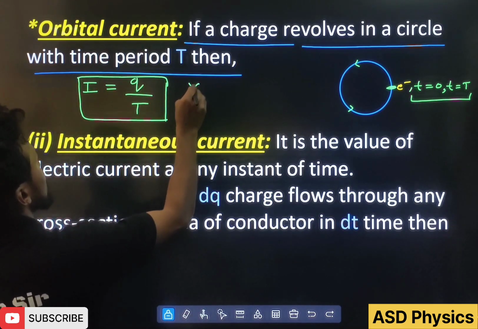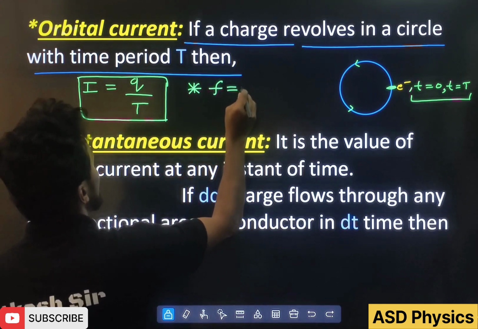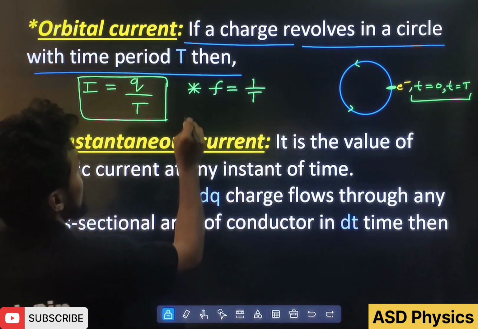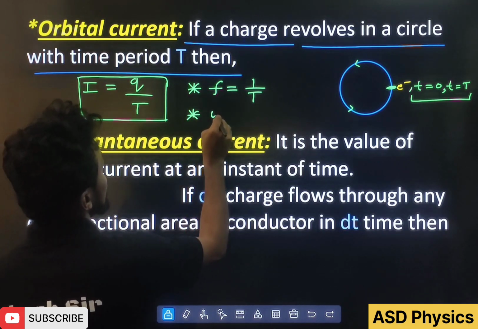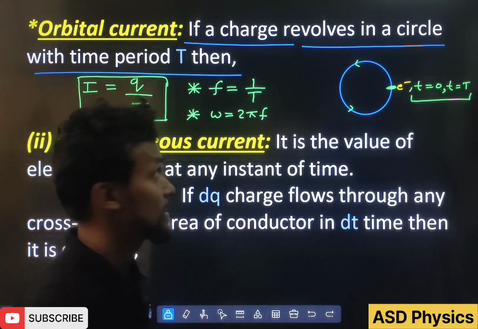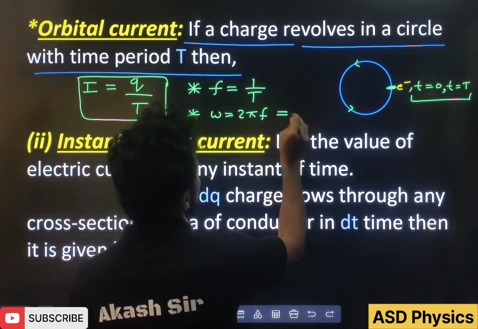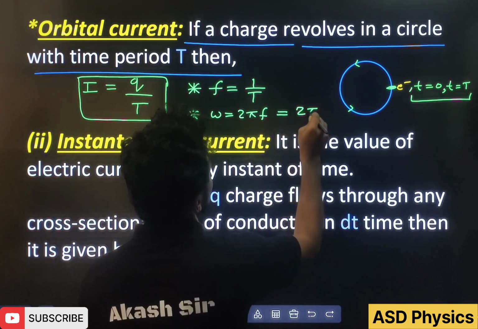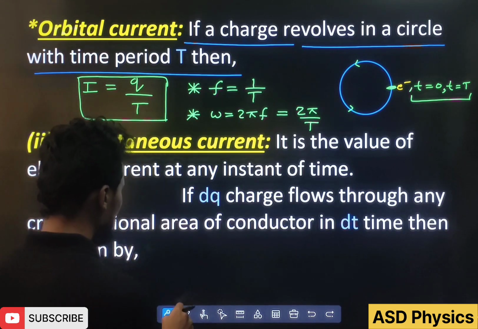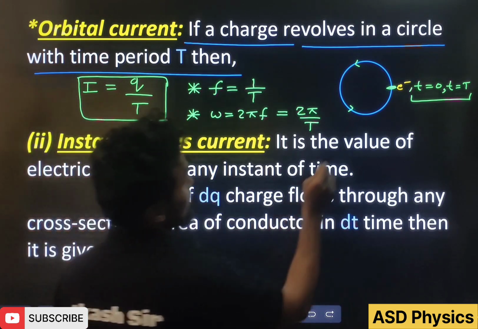After that some other formulas maybe you have to replace sometimes, like f equal to 1 by T. Now this may be useful, or maybe omega equal to 2 pi f may be useful also, depending upon the situation. Or we can use 2 pi by capital T. And one more formula may be useful depending upon the situation here.